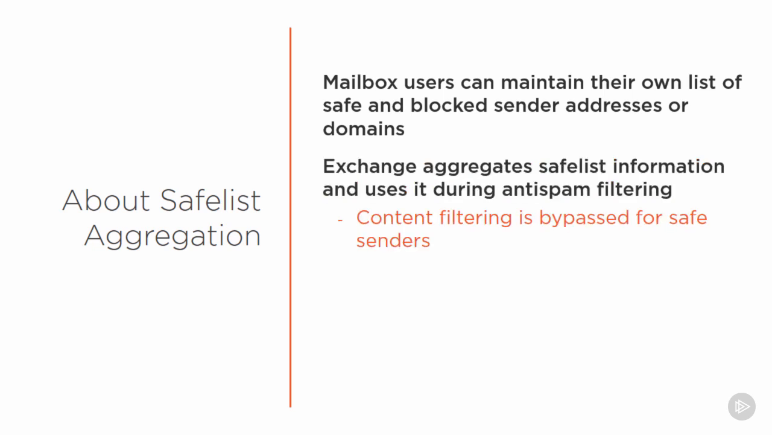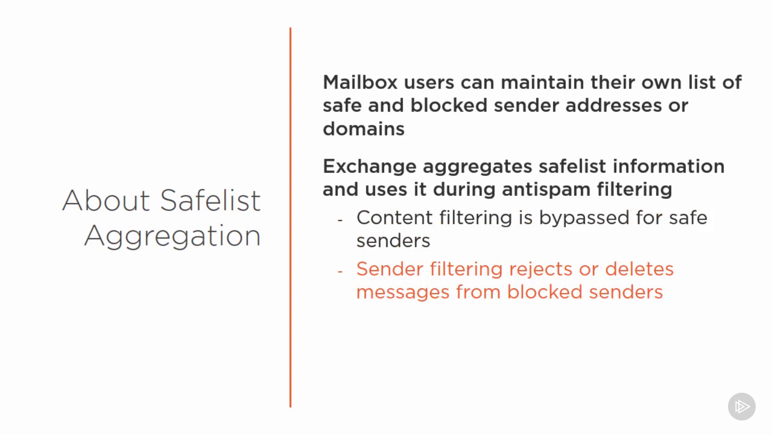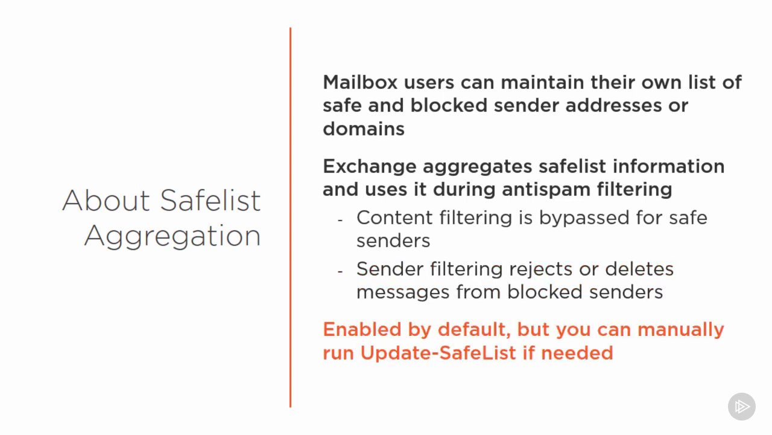The safe list aggregation data is used by the content filtering agent to avoid unnecessary processing of emails from safe senders. The data is also used by the sender filtering agent to block any senders who have been blocked by mailbox users. Safe list aggregation is enabled by default, and you don't really need to do anything to keep it working, but you can manually run Update-SafeList if you think that the Edge Transport server has not got the latest safe list information from the mailbox users.